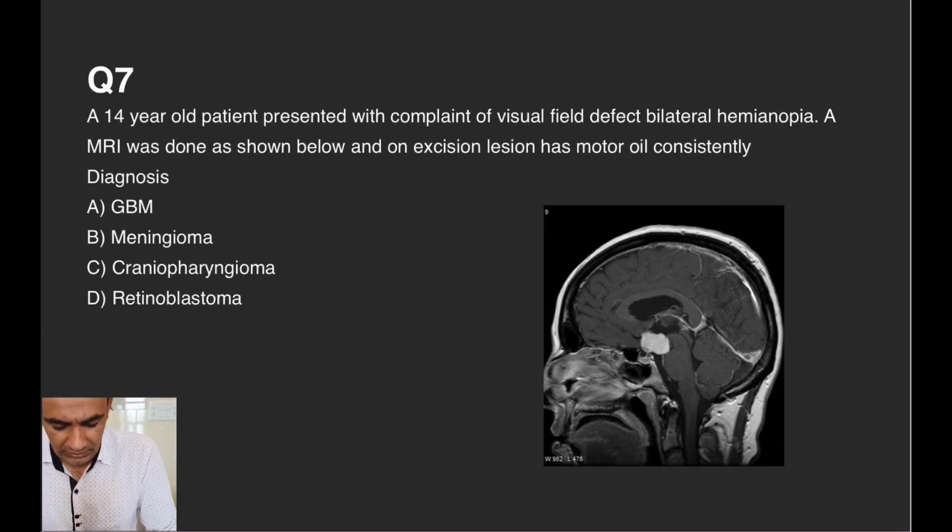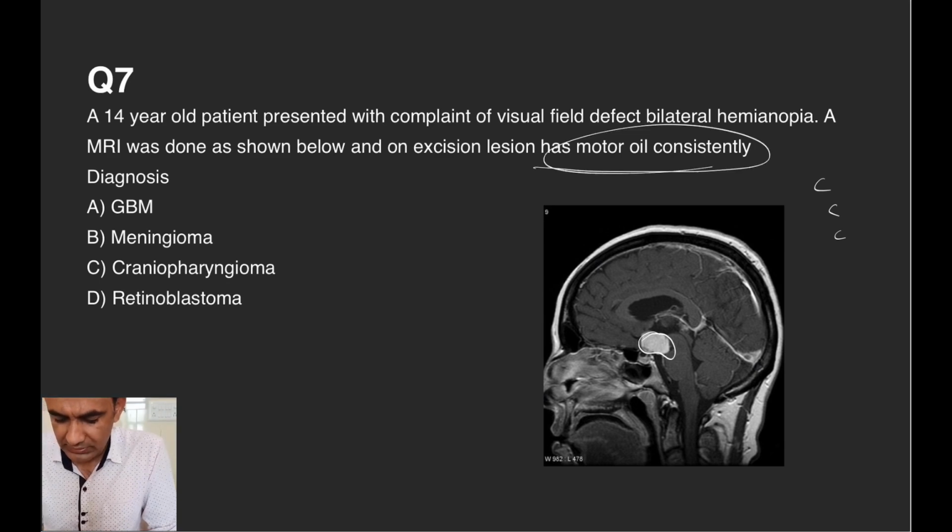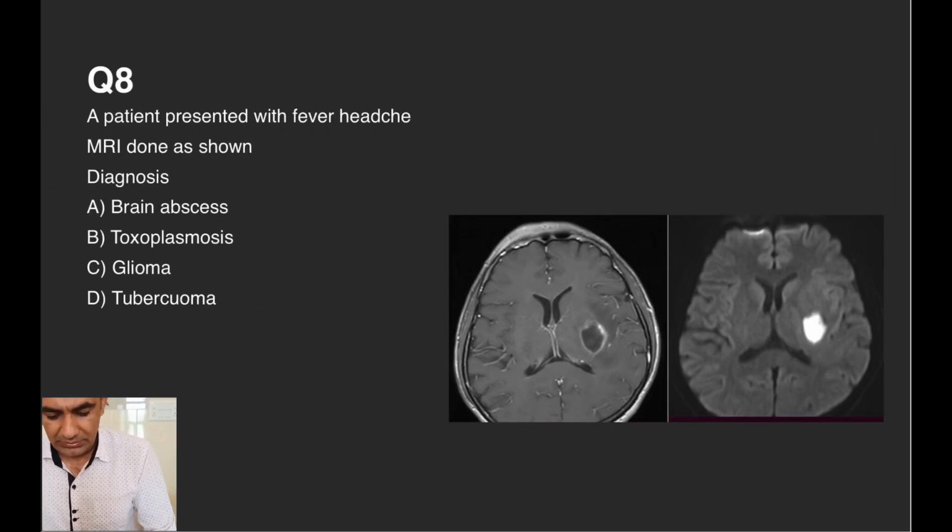Question number 7. A 14-year-old patient presented with complaint of visual field defect, bilateral hemianopia, and MRI was done as shown below. On excision the lesion has motor oil consistency and some other features were given. So this is a child with a cystic lesion, craniopharyngioma. Motor oil consistency is the thing that we look for in exam always. So this is craniopharyngioma.